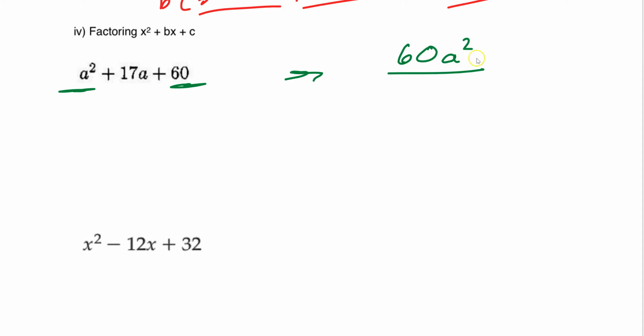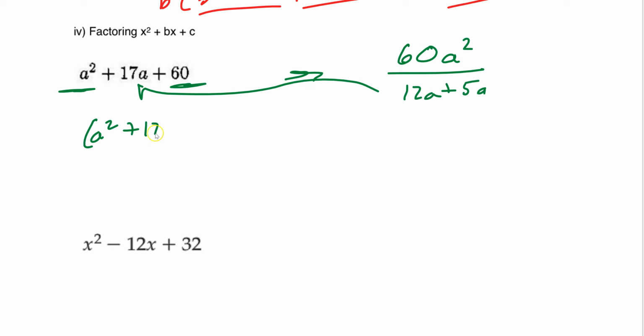For a squared plus 17a plus 60, I need two things that multiply to get 60 but add to get 17. So that is 12a and 5a. That's the hardest part, by the way. For me, the hardest part of doing this is trying to figure out the combination. So 12a and 5a. 12 times 5 is 60. 12 plus 5 is 17. Plug it in for the middle. I'm going to get a squared plus 12a plus 5a plus 60.